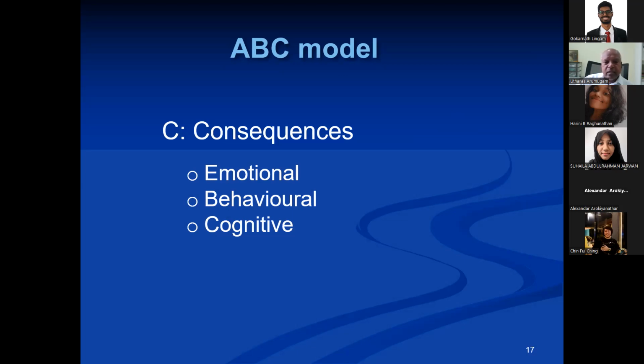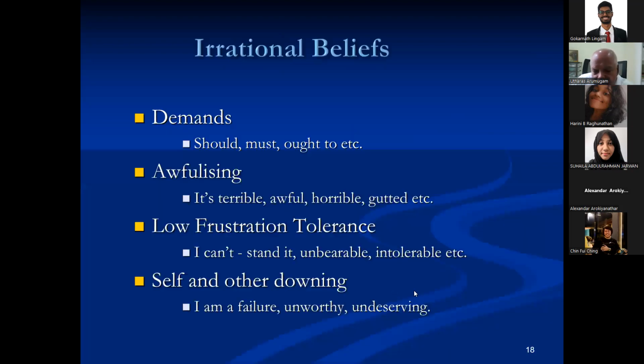Now, the C, consequences, are normally what people will present. Somebody will say to me, hey, Taras, I'm depressed, or I'm anxious, or I become very angry. It's what we call an emotional C. Okay. Let me just see. No, let me take it back first.